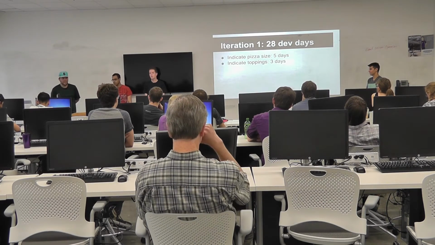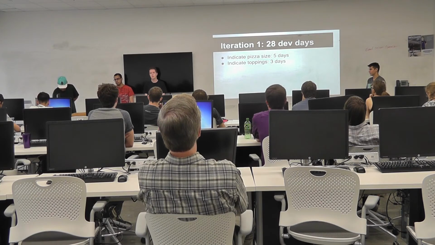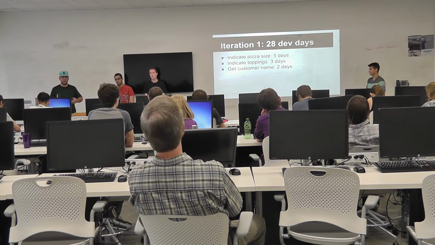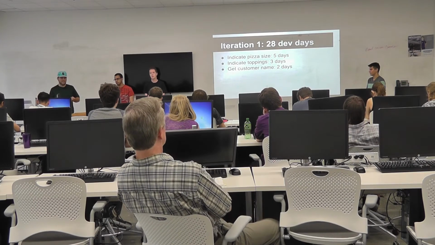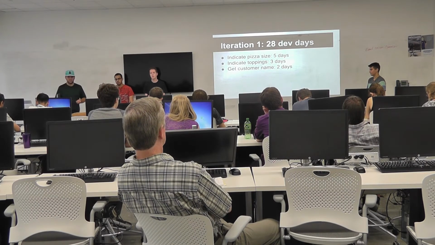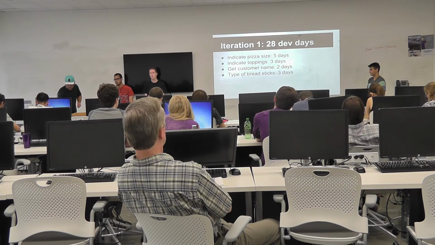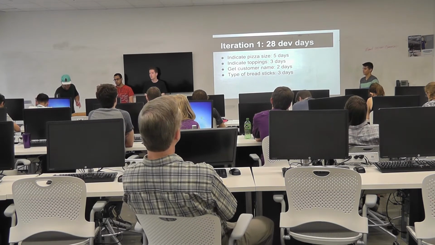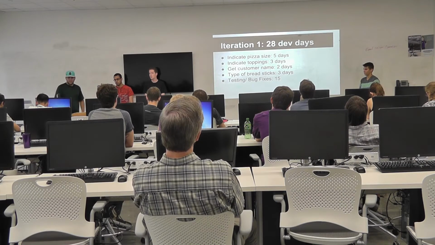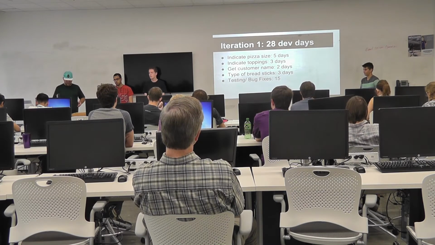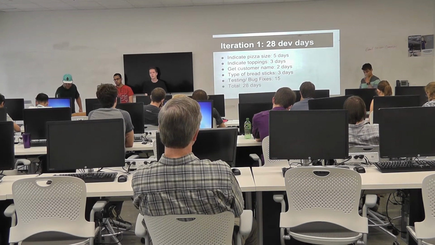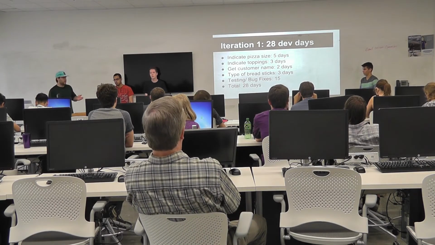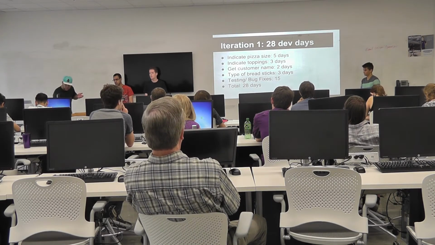We had 3 days to indicate all of the different toppings. We also had to get the customer's name, which took 2 days, because we had to figure out how to store it. Getting it wasn't that much of a problem, we had problems with database storage. We needed 3 days to get the type of breadsticks, because there were 2 things there to get. Then we had the whole 15 days of bug fixing and testing, and it didn't work that well. It came out to 28 days of actual development time. So that was our first iteration.